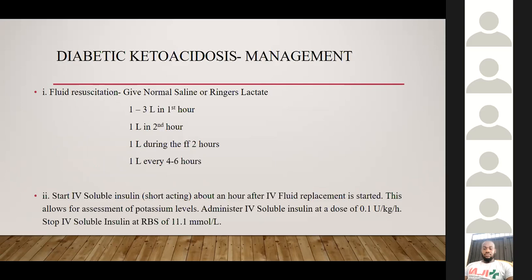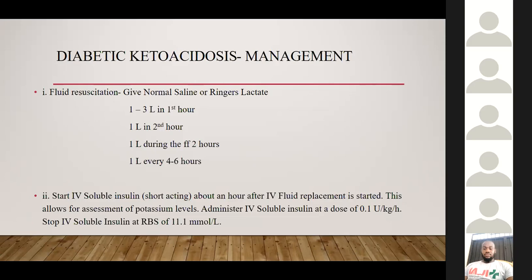So the first one we are looking at is fluid resuscitation. So once the patient comes, you set your line, you're giving your patient IV fluid. So preferably we like Ringer's lactate or normal saline. You give your patient about 1 to 3 liters in the first hour. Then in the second hour, you are giving about 1 liter. Then you are giving another 1 liter following what you gave in the second hour. And then after every 4 to 6 hours, you are giving 1 liter. Okay, so it's just a protocol.